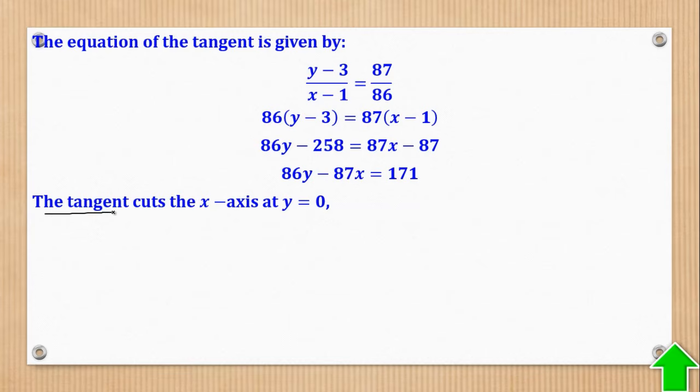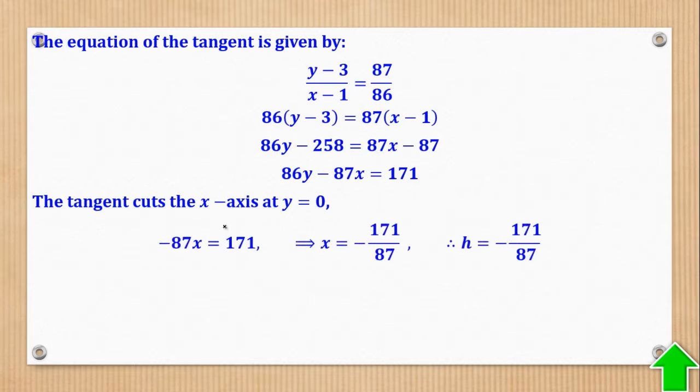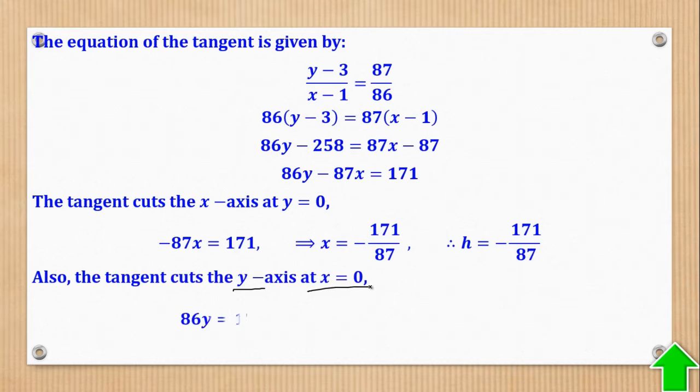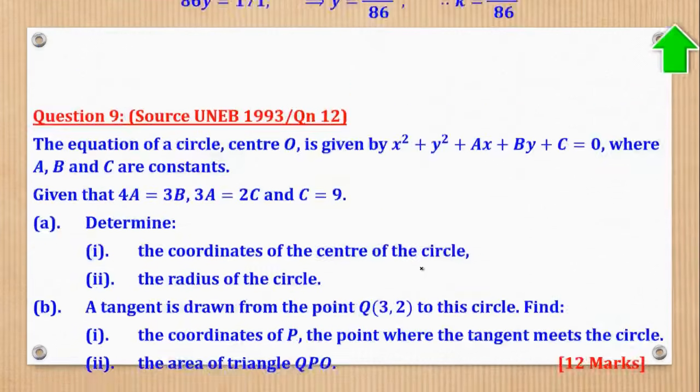So next, remember they told you to get the values of h and k. Therefore the tangent cuts the x-axis at y equal to 0. So now that I've got the equation of the tangent, I can get that value. So when y is equal to 0, I'll come up with this, implying that x is that, therefore h is that. Also the tangent cuts the y-axis at x equal to 0. So when x is equal to 0, I'll come up with this, therefore y is this, implying that k is equal to that. And basically that is what they wanted.